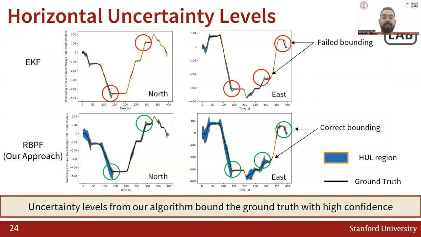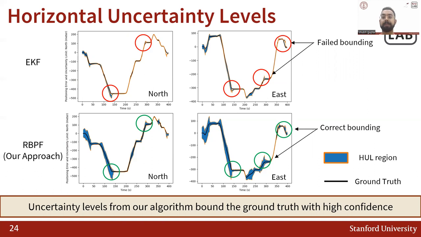We also evaluate the ability of our algorithm to estimate the uncertainty. And for that, we compare against an EKF that uses both GNSS and MDVO. As can be seen from the top plot, the horizontal uncertainty levels computed using the EKF covariance only fail to properly bound the positioning error at multiple spots in the trajectory. Compared to that, our RBPF-based approach produces more conservative bounds, but they are able to bound the positioning errors successfully for most of the trajectory. Therefore, the uncertainty levels from our algorithm are more reliable.